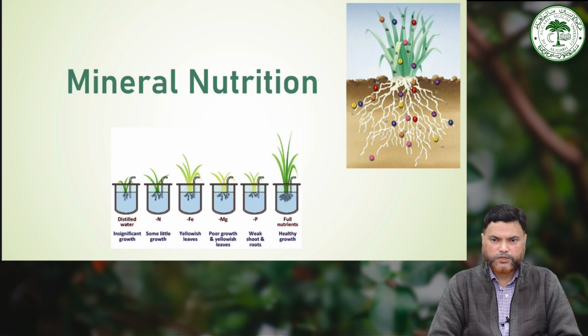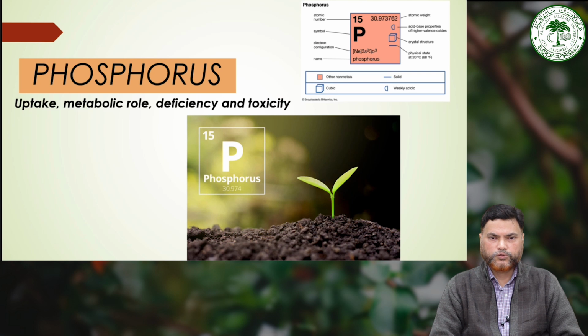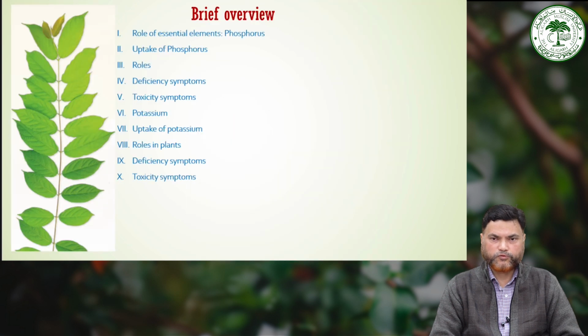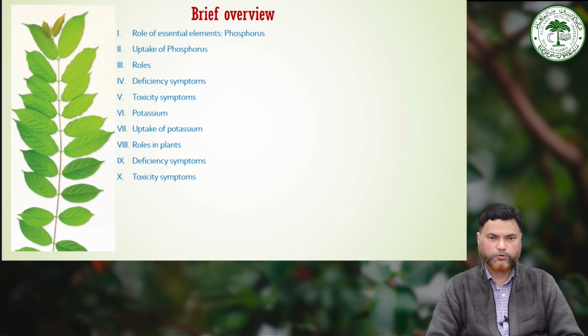In this lecture today we are going to discuss the role of phosphorus in detail, its uptake, role, and then deficiency symptoms and toxicity. So you see that phosphorus has very varied aspects. Its essentiality in plants is very important. Then how phosphorus is taken up by the plants. Then we will discuss in detail the important role played by phosphorus in plants. Then specific deficiency symptoms and then toxicity symptoms.